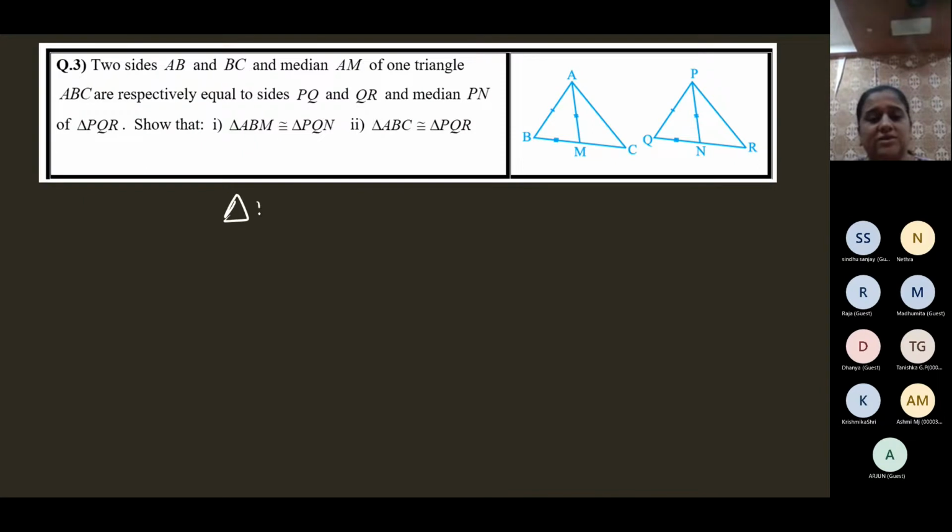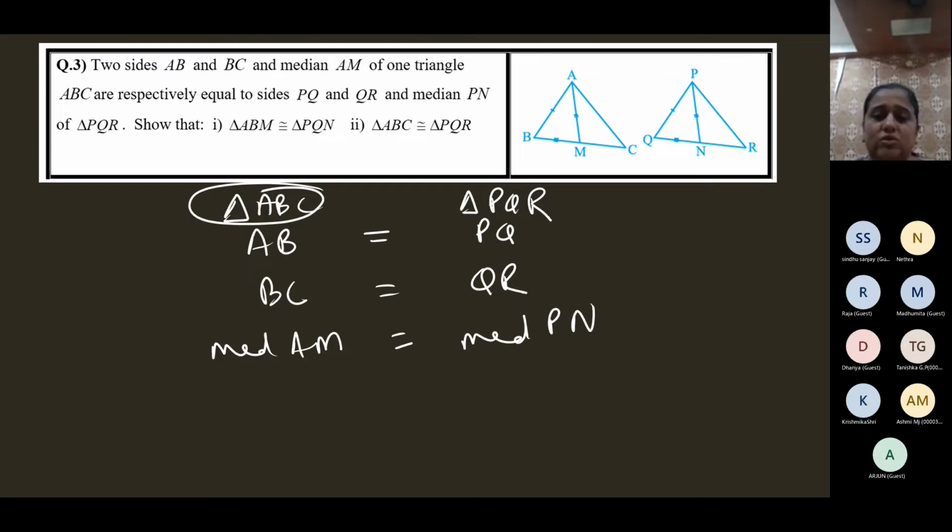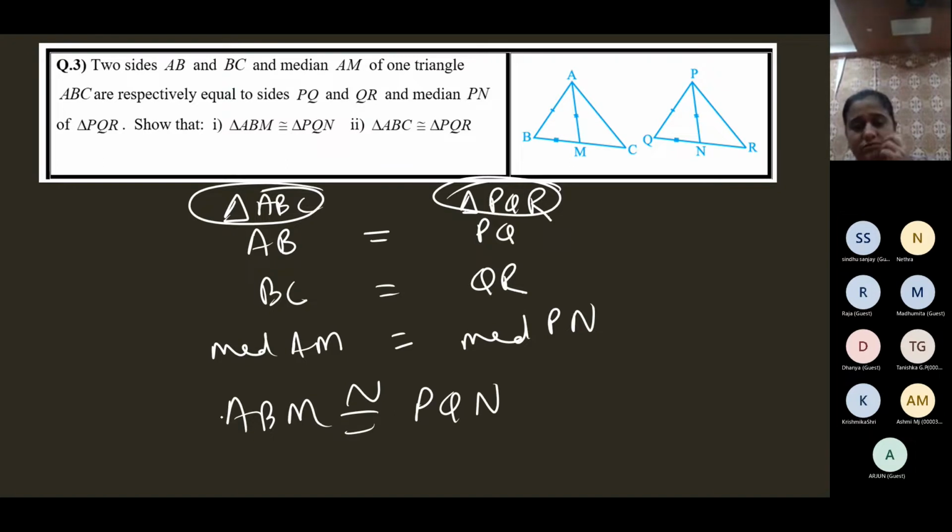So there are two triangles, ABC and PQR. Two sides AB, BC and median AM of triangle ABC are respectively equal to the sides PQ, QR and median PN of triangle PQR. So given this, we'll have to show that ABM is congruent to PQN, and ABC is congruent to PQR.